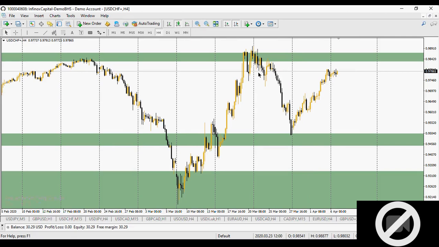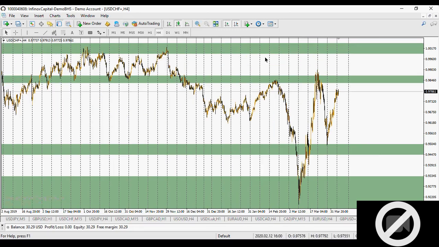Now, two things I'm looking for. From what I've been able to analyze in the higher time frame, I know there's a strong resistance area here and a strong support area here. Let me go down a bit. There's another area of resistance. Two things the market can do. The market can come up here and then break down, come back.